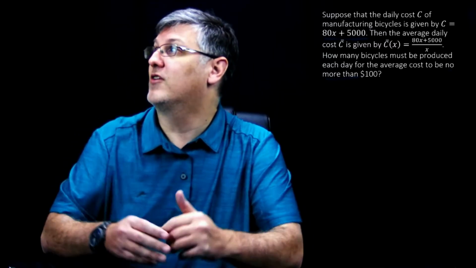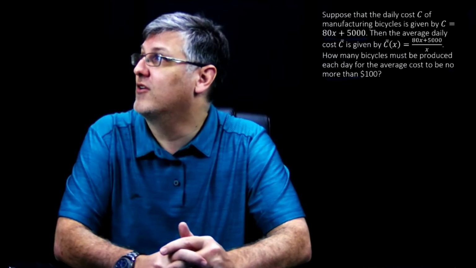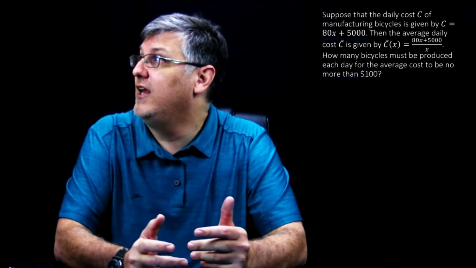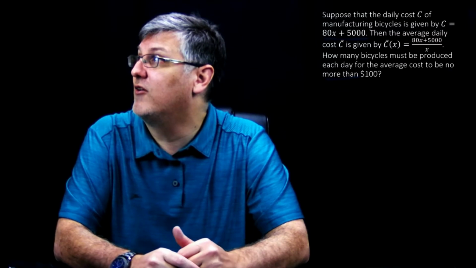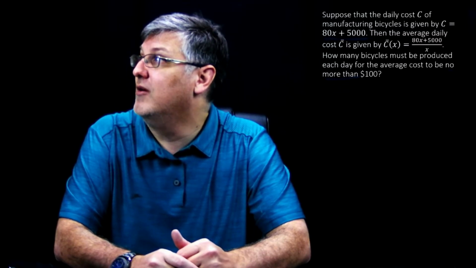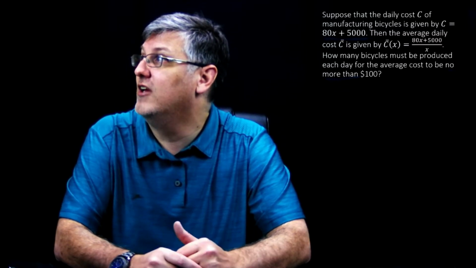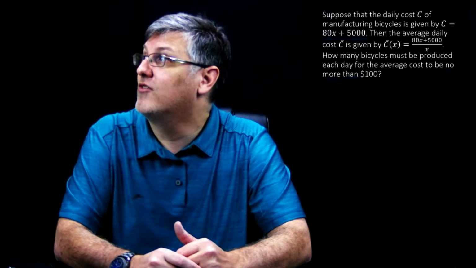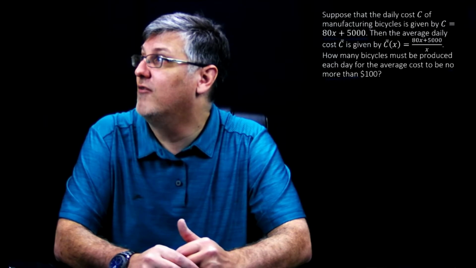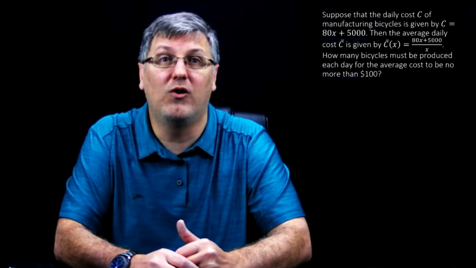It says, suppose that the daily cost C of manufacturing bicycles is given by C equals 80x plus 5,000. Then the average daily cost C bar is given by C bar of x equals (80x plus 5,000) all over x. How many bicycles must be produced each day for the average cost to be no more than $100?